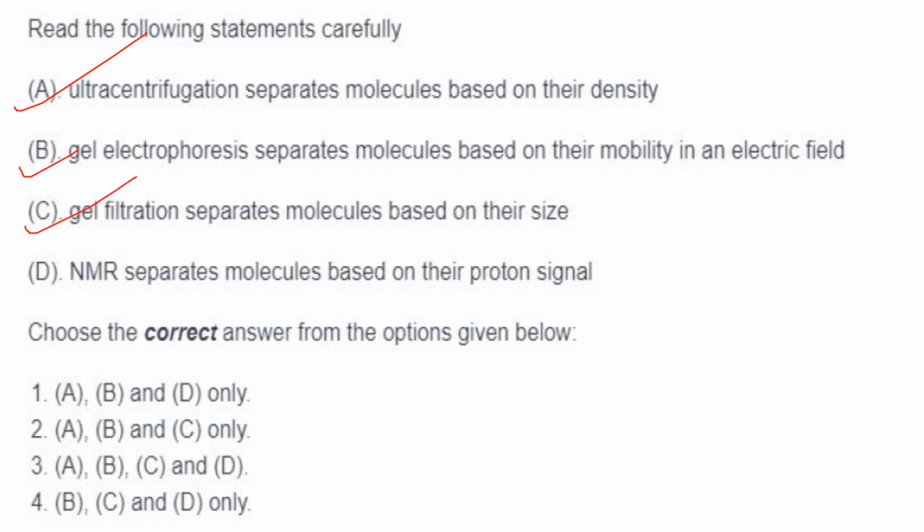NMR separates molecules based on their proton signal. As per me, that statement also is correct. But in your answer key, it is A, B, C that they have given. But for me, A, B, C, D is also correct. So as per me, 3 is the answer.